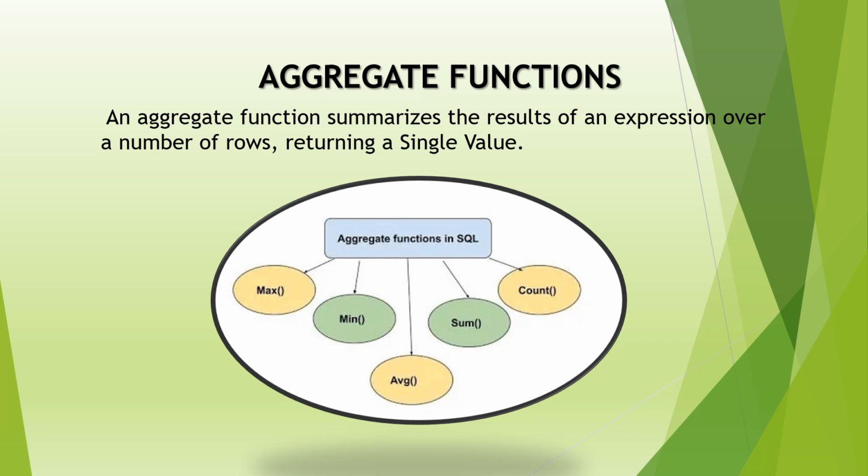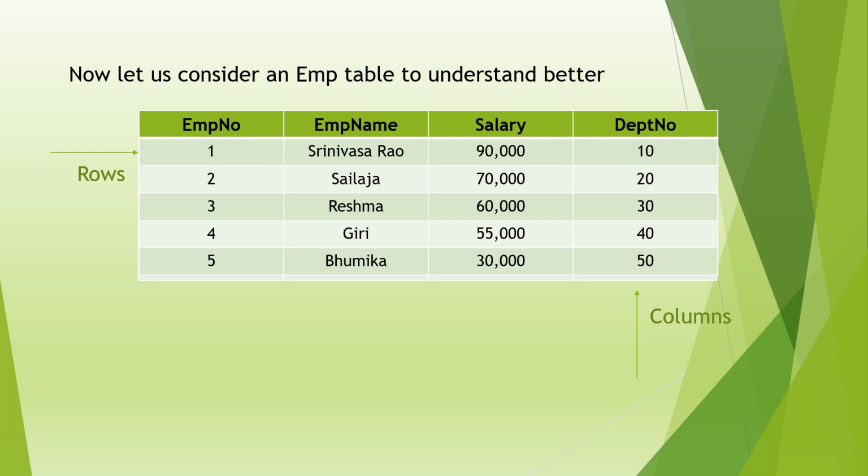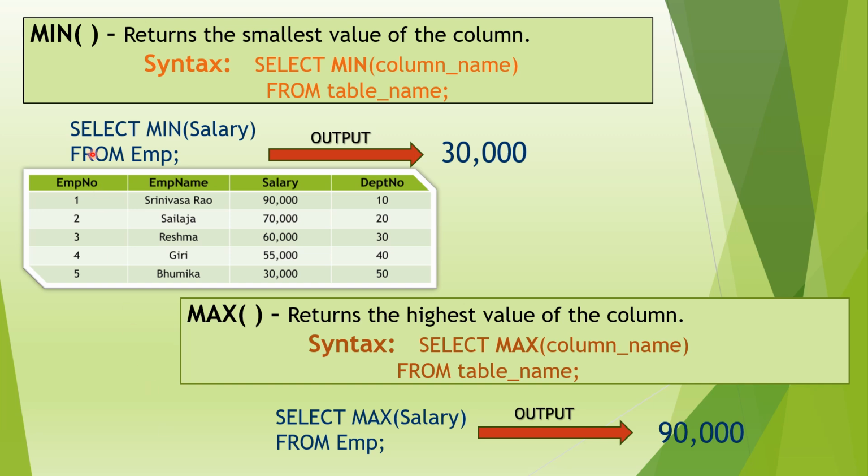In order to understand these better, I have considered a small table and named it the employee table, which consists of rows and columns. So firstly, let's talk about the minimum function. The statement simply says that it is going to select the smallest value of our considered column. Here I have considered the salary column and hence it is going to take the smallest value and give it in the output.